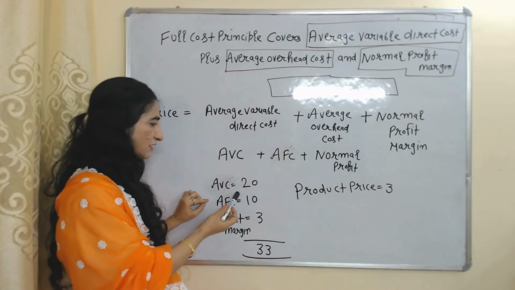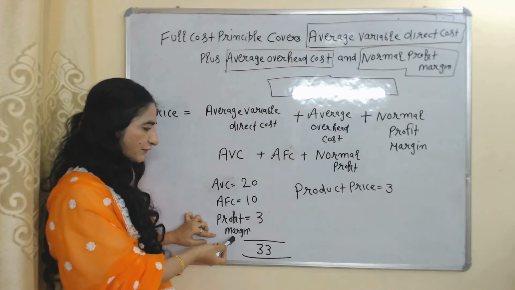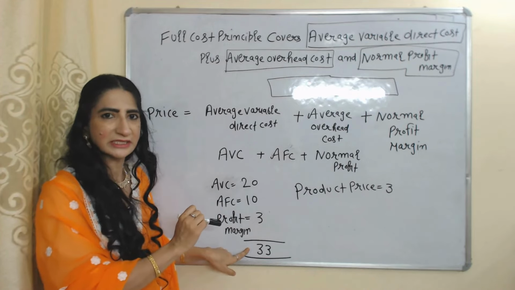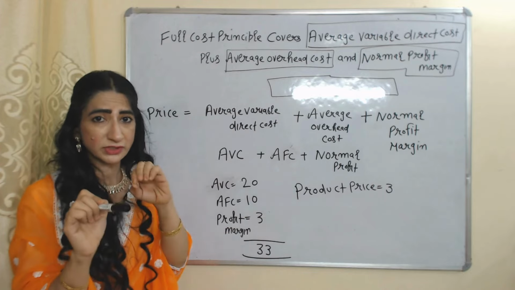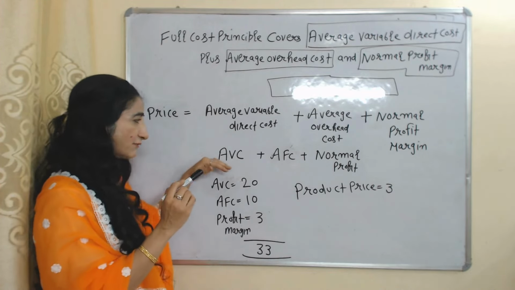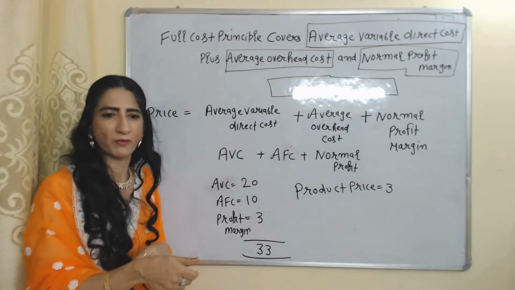Suppose our average variable cost is 20 and average fixed cost is 10 and our profit margin is 3. When we add all these three, it will become equal to 33. This 33 will be called our product price, because according to this principle, we will decide our product price by considering average variable cost, average fixed cost plus some amount of normal profit.